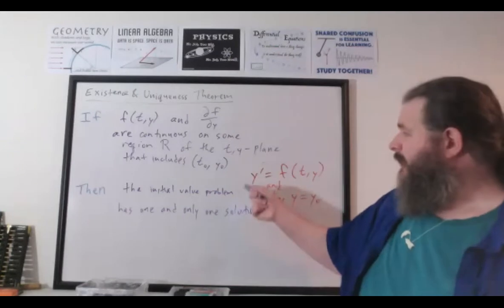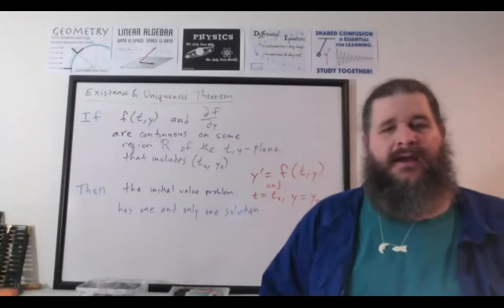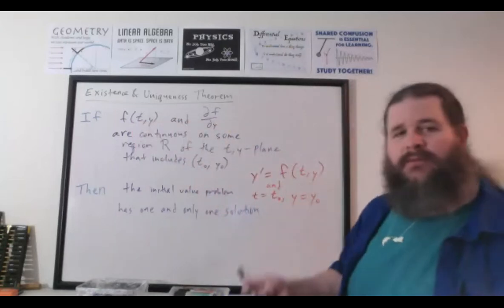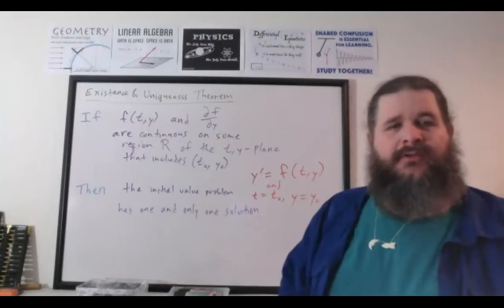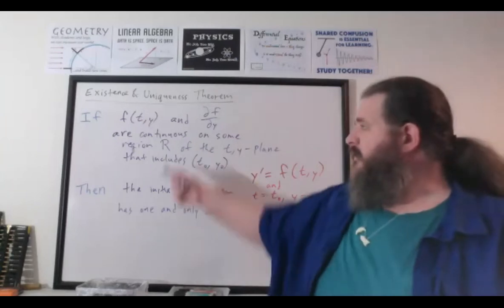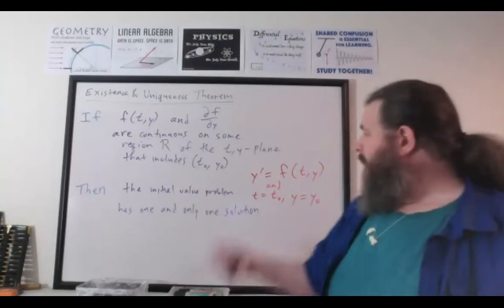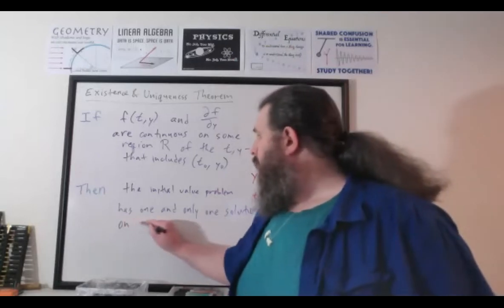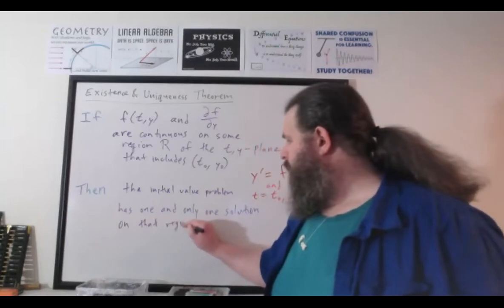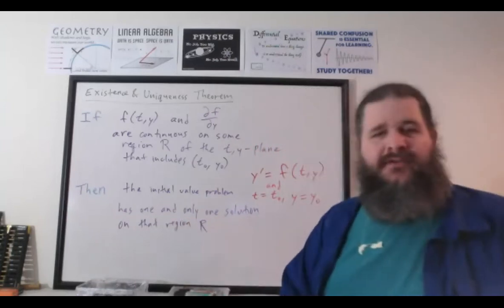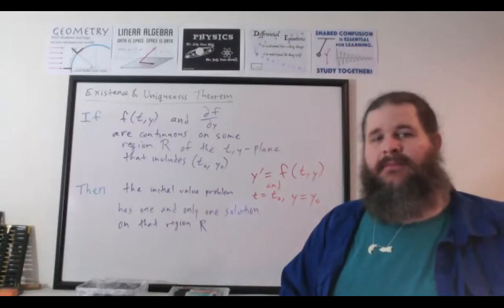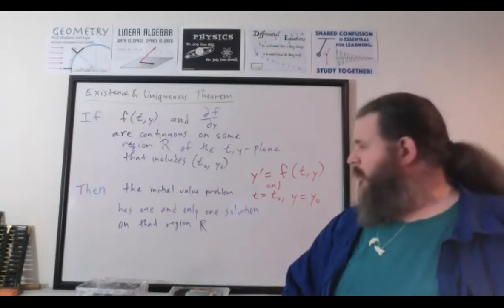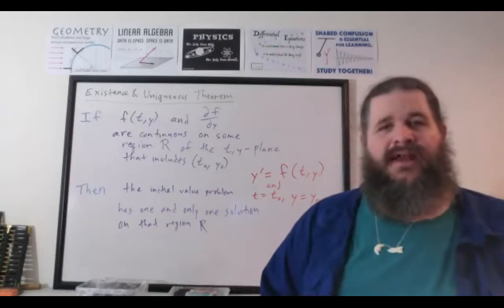As long as you can write it as y prime equals something about just t and y, we can say that if the function that's equal to y prime and its partial derivative with respect to y are both continuous on some region that includes the initial conditions, then that initial value problem has one and only one solution on that region R. Outside of that region of continuity, we can't necessarily guarantee anything. Maybe it has a solution, maybe it has many solutions, maybe it has no solution. But on that region, we can guarantee a solution and only one solution.